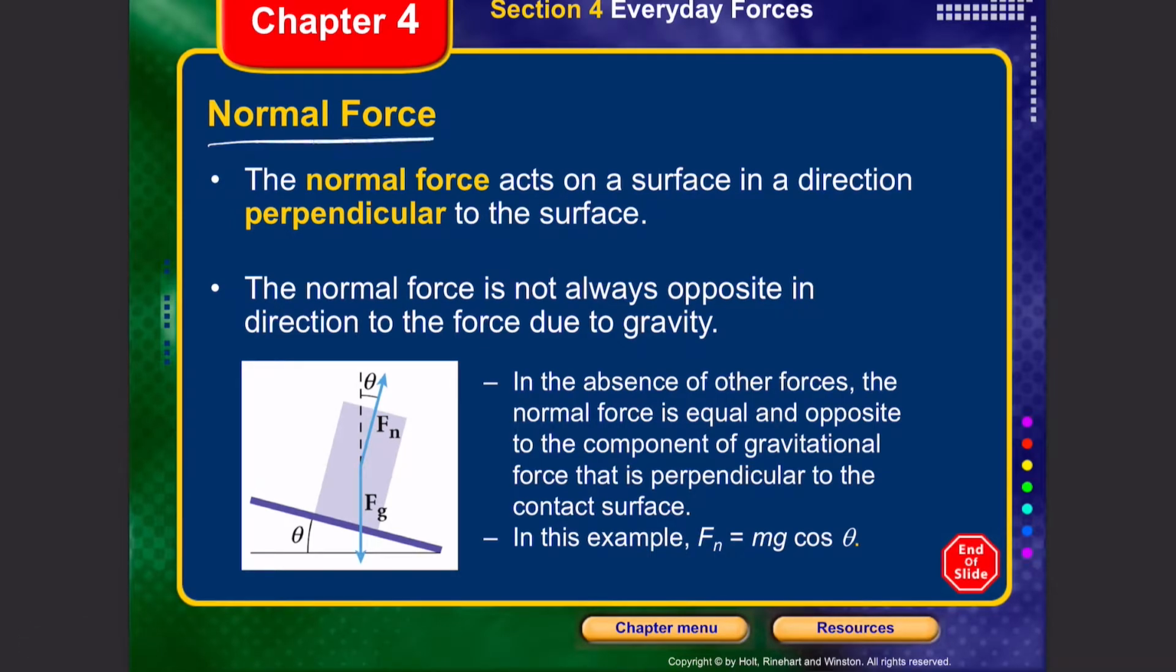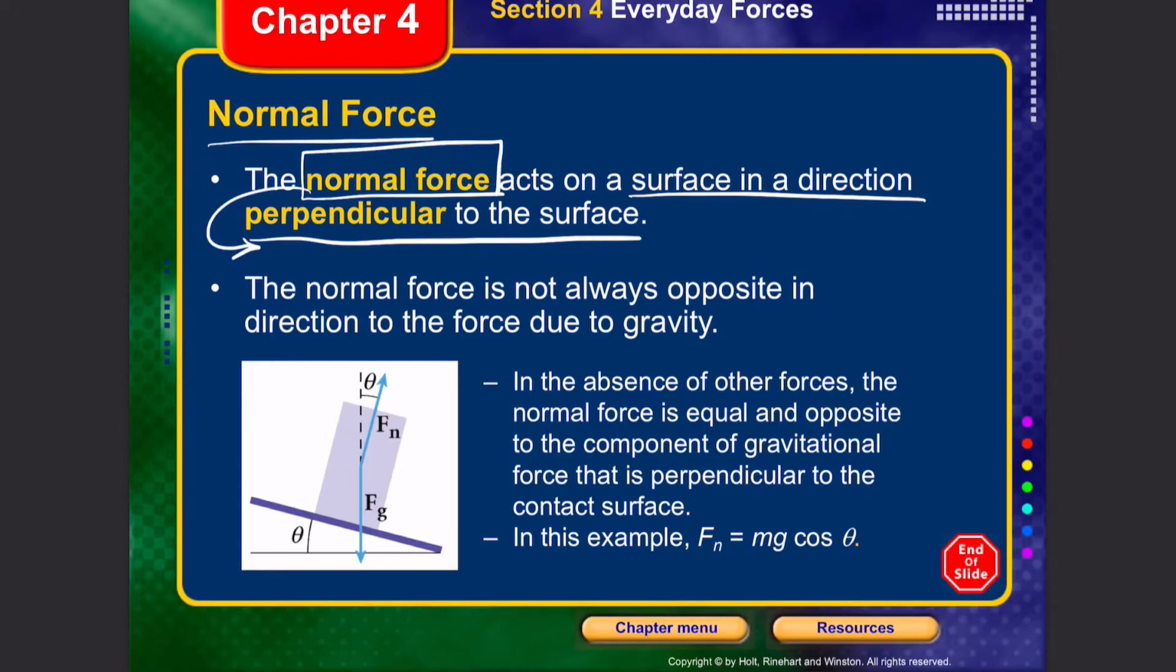Next, let's talk about normal force. The normal force acts on a surface in a direction perpendicular to the surface. Remember this very important point: normal forces are always perpendicular to the surface, not perpendicular to the ground. Gravitational forces are perpendicular to the ground, while normal forces are perpendicular to the surface. The normal force is not always opposite in direction to the force due to gravity. For example, if you have an object on an inclined plane, the normal force is perpendicular to the inclined plane, while the force of gravity is perpendicular to the ground. Remember this example to be important.